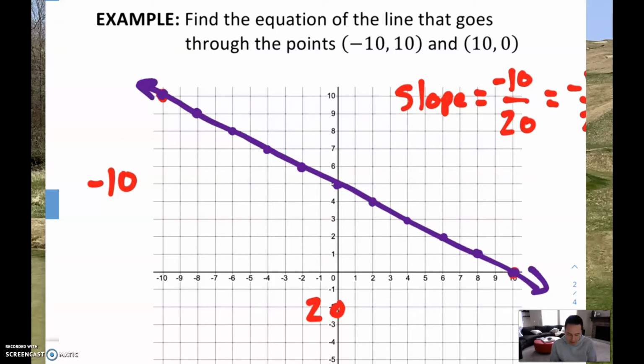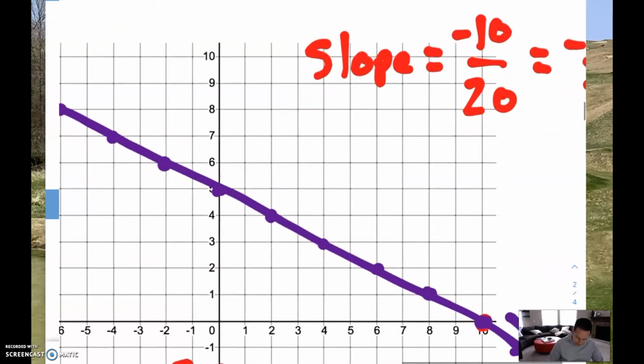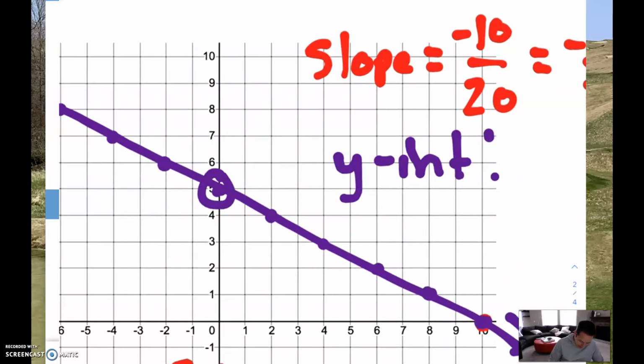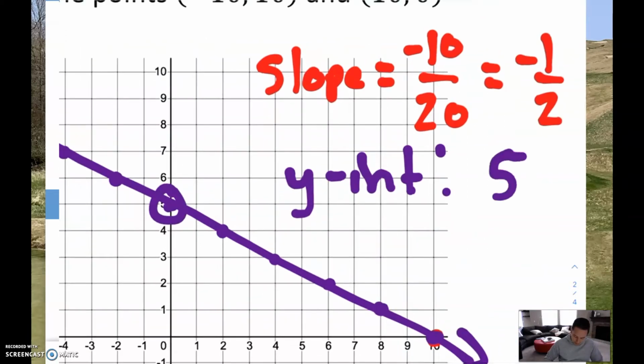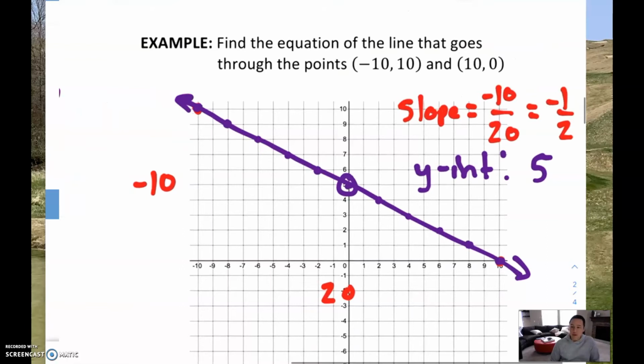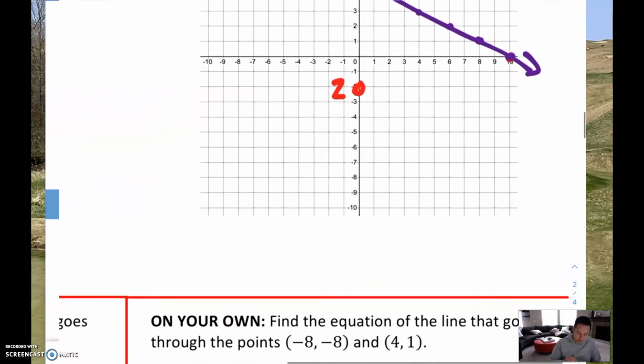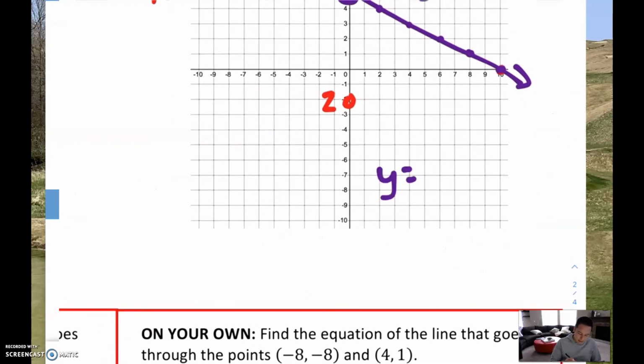Put the arrows on the end. We have to identify the y-intercept, and the y-intercept is right there, at 5. So now that we have the slope and the y-intercept, just write the equation out of it. It will be y equals negative 1/2 x plus 5.